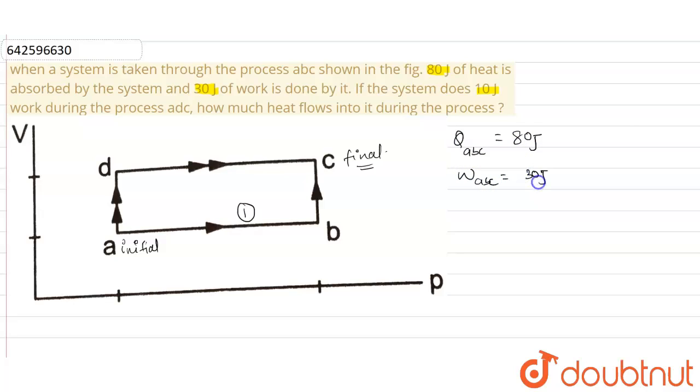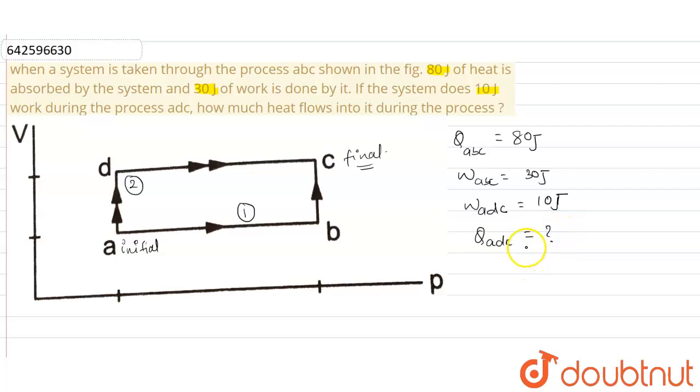30 joules. Correct. Now if we take the system through the path ADC, let us suppose as path number 2, it does a work of 10 joules. So the work done in the process ADC is how much? It is 10 joules. Now we have to tell how much heat flows into the system when it is taken through the path ADC. So we have to calculate the heat in the path ADC.